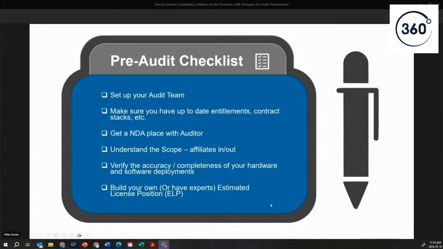And then I would suggest, build your own or have experts like ourselves build a nice estimated license position prior to the auditors doing it so that you can see what sort of things you're going to need to be concerned with and make sure that you understand.